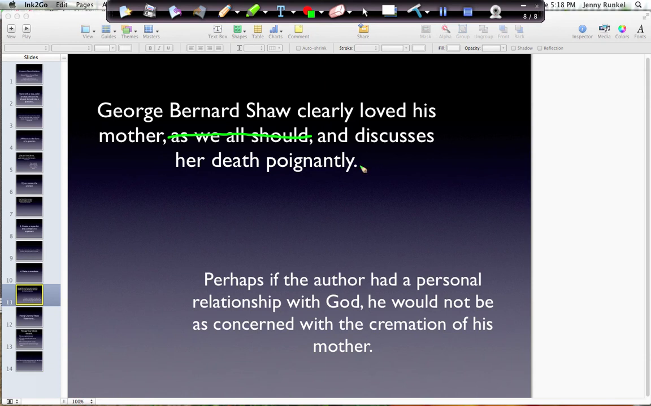But you could make it a thesis statement by adding, and you can probably anticipate what I'm going to say, discusses her death poignantly by his use of, and again, you could start your literary elements or discuss a portion of the literary elements. This one right here, perhaps if the author had personal relationship with God, he would not be as concerned with the cremation of his mother. Really, the best way to fix this one is to not have it at all. It's not worth even trying to fix.